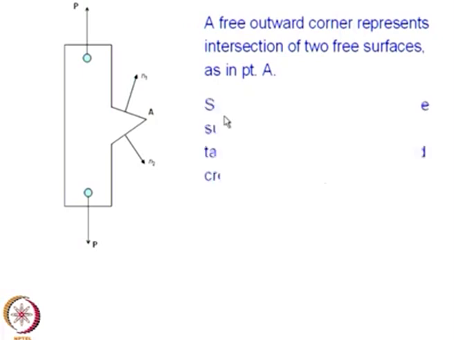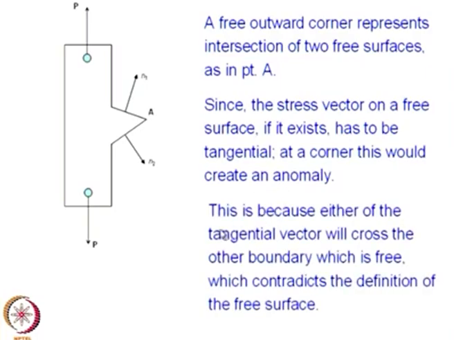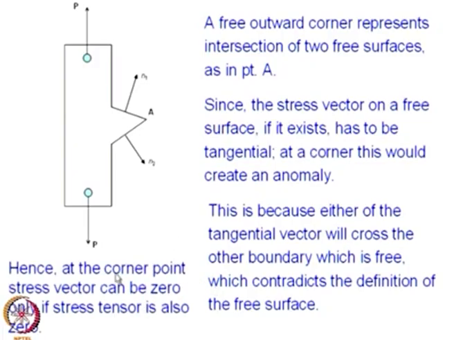For the contradiction to be satisfied, it would create an anomaly. So, I have to have the stress tensor to be 0. Otherwise it contradicts the definition of free surface, and finally what you have is that the stress vector can be 0 only if the stress tensor is also 0. It is a very useful piece of information.